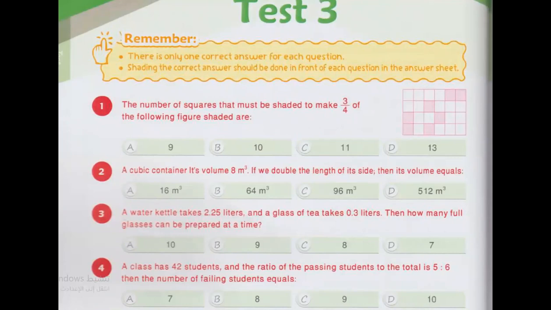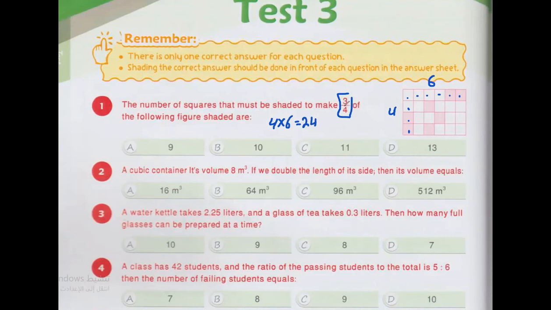Now, I will explain how to find the answer here. The number of squares that must be shaded to make 3/4 of the following figure shaded. So the number of squares here, how many do I have? When I calculate, this is 4, and in the column we also have 6. So how many squares do I have? 4 times 6 equals what? 24 squares, right?